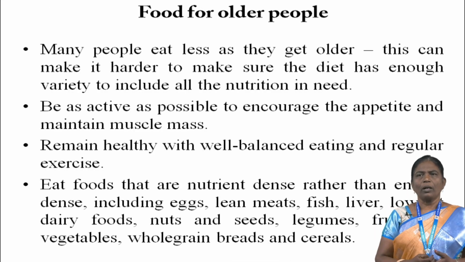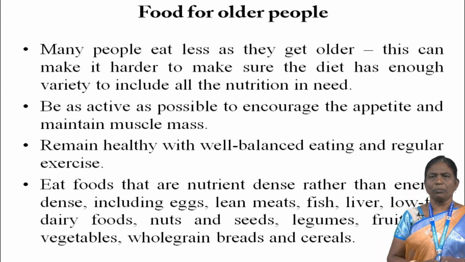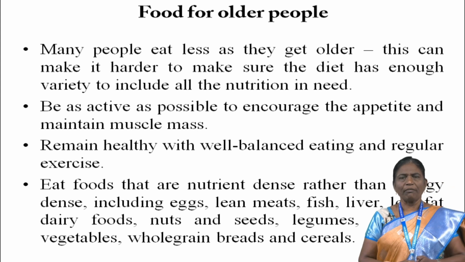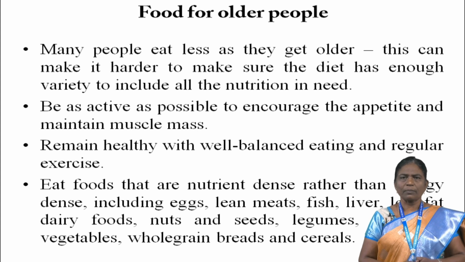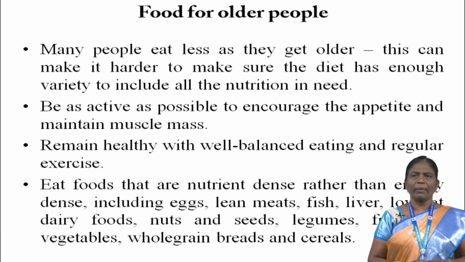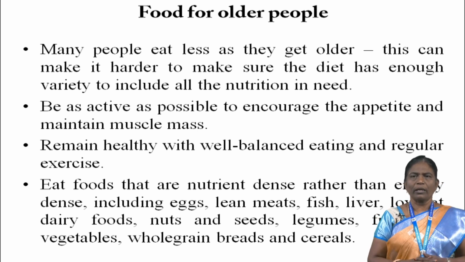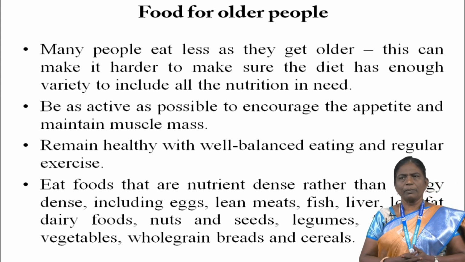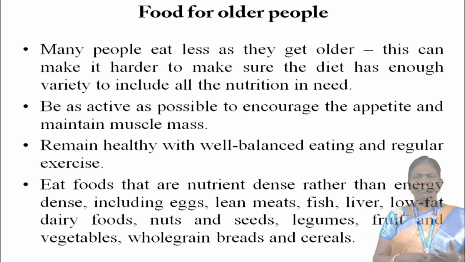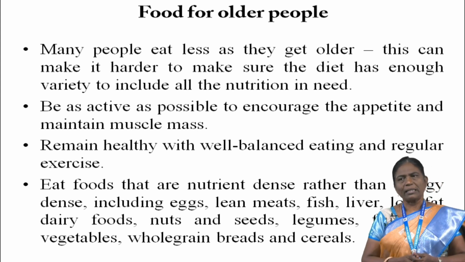Then foods for the older people. Many people eat less as they get older. This can make it harder to ensure the diet has enough variety to include all the nutrients they need. Be as active as possible to increase the appetite and maintain muscle mass. Remain healthy with well-balanced eating and regular exercise. Eat foods that are rich in nutrients, and especially they have to take eggs, lean meats, fish, liver, low-fat dairy products and nuts, seeds, legumes, fruits and vegetables, whole grain breads and cereals.